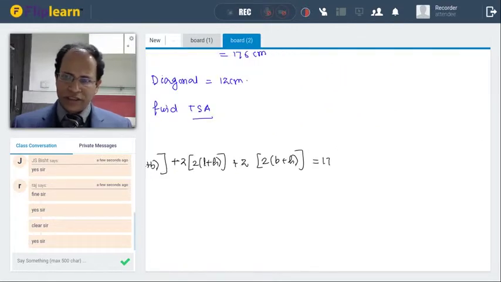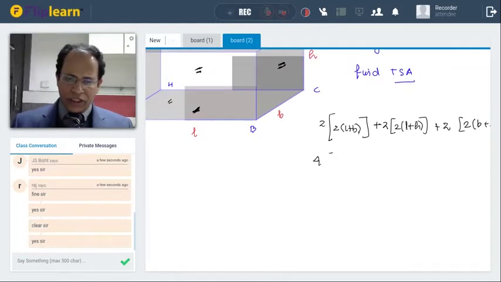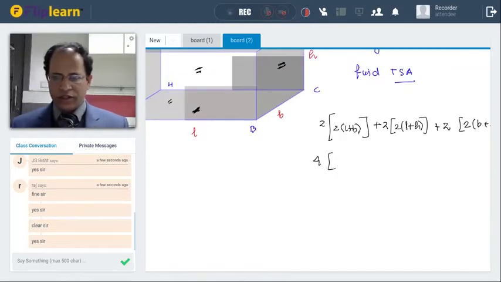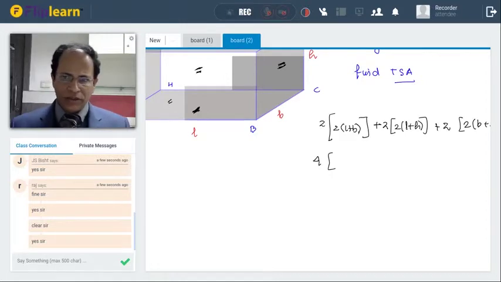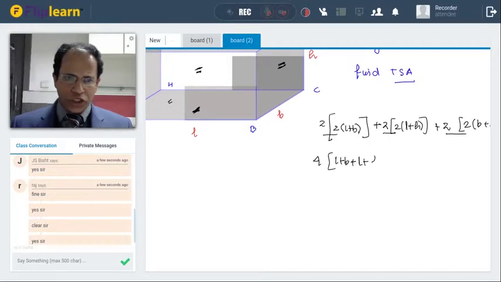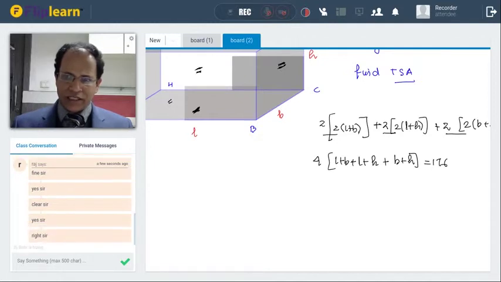This is 176 we have. So you can see here, students, 4 can be taken common. 2 into 2 is 4. So this comes out to be 4 times (L plus B), then (L plus H), then (B plus H), which equals 176.